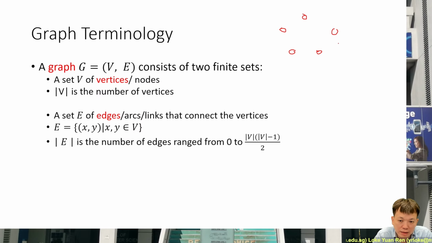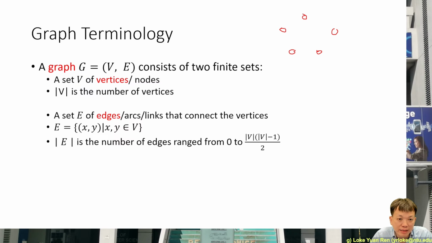Then of course the minimum number of edges you can have is 0. No edge, just like what you see in this one. All the nodes are standalone. They don't connect to any other vertex. So no edge is the minimum number of edges you can have, 0.